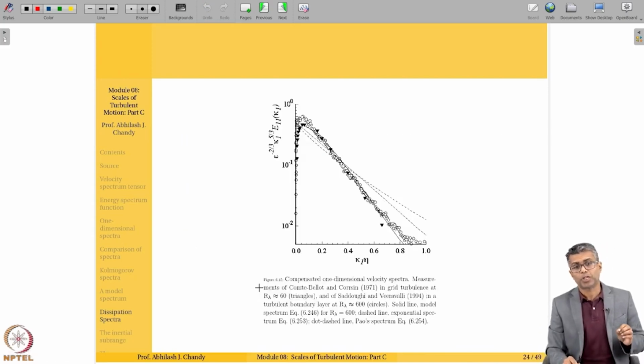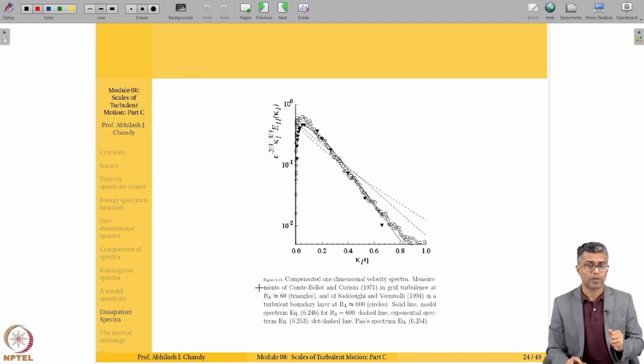Okay, now what is shown next is something even more interesting. What we are trying to do is, again, the same kind of spectra. Obviously, all that experimental data is not shown. It is still a 1D spectra though. It is scaled slightly differently. It is plotted against kappa 1 eta, that is for sure, but all that experimental data is not shown. Only two experimental data sets are shown, and this is what we call the compensated 1D spectra.